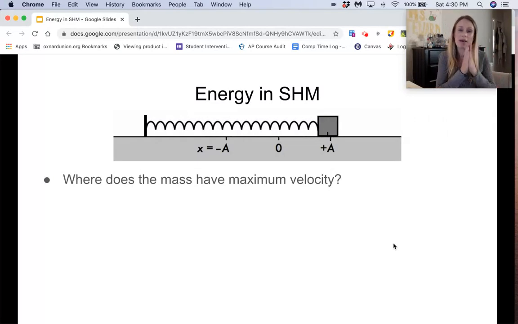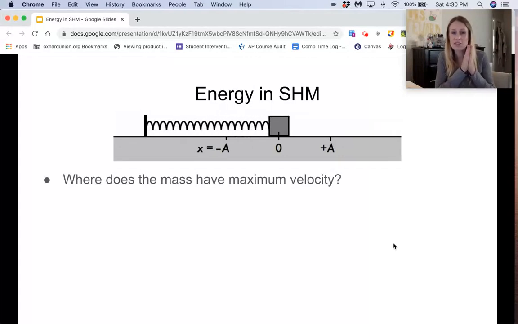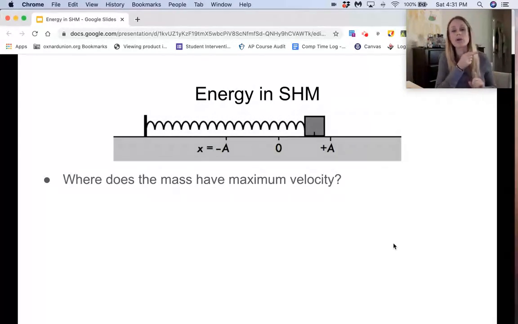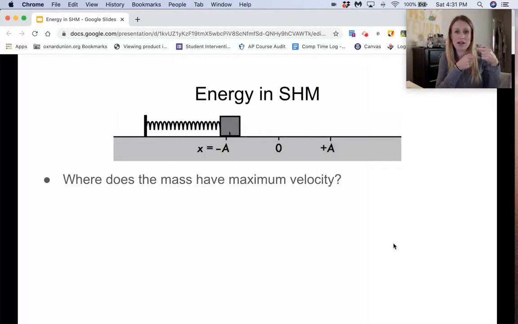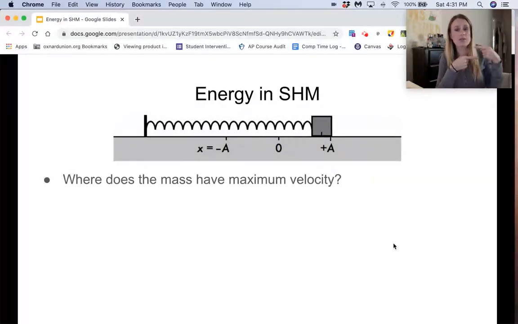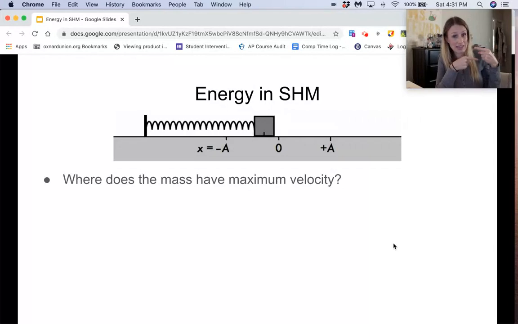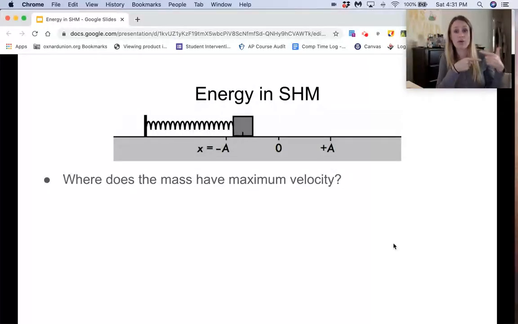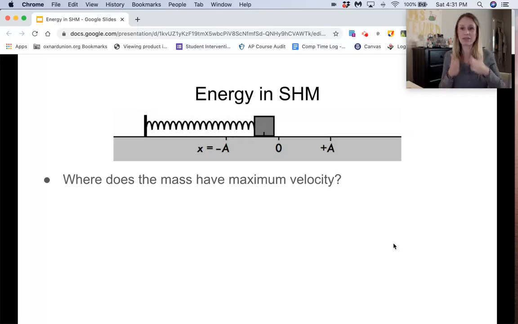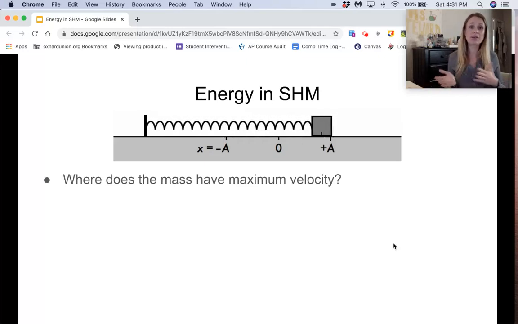Now, as soon as that mass hits the equilibrium position, then the velocity is still pointed in the same direction, but the force is actually pointed in the opposite direction because this is a restoring force. It wants to restore that object back to the equilibrium position. So because force is pointed in the opposite direction, that means acceleration is pointed in the opposite direction, and therefore the mass slows down. So that means the maximum velocity is going to occur at that equilibrium position because as we go toward equilibrium, we speed up.